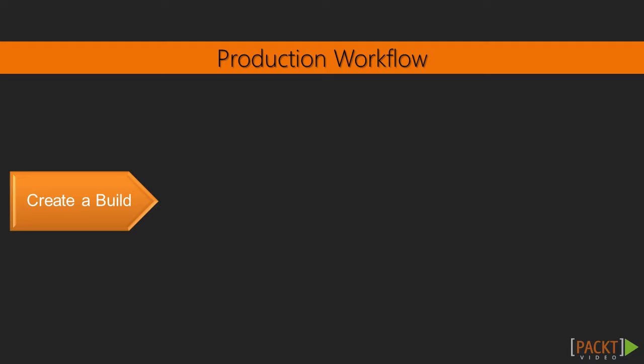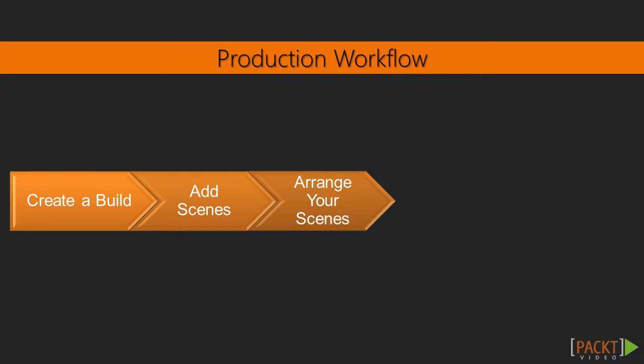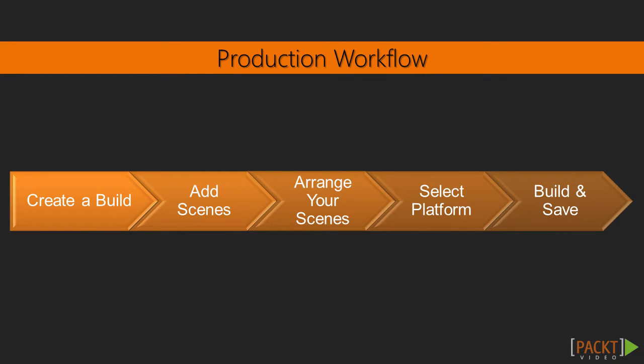When creating a build, there are several decisions you need to make. You'll indicate those decisions in Unity's build dialog. Next, you will add your scenes and, if necessary, rearrange them. In Unity, scenes are game levels. After your scenes are added in the order you want them, you will select a distribution platform for this build. The final step is to save the build, which results in Unity generating the game.